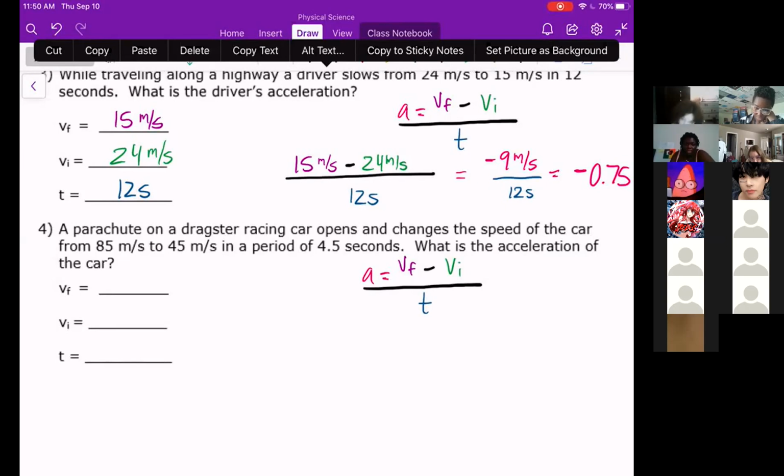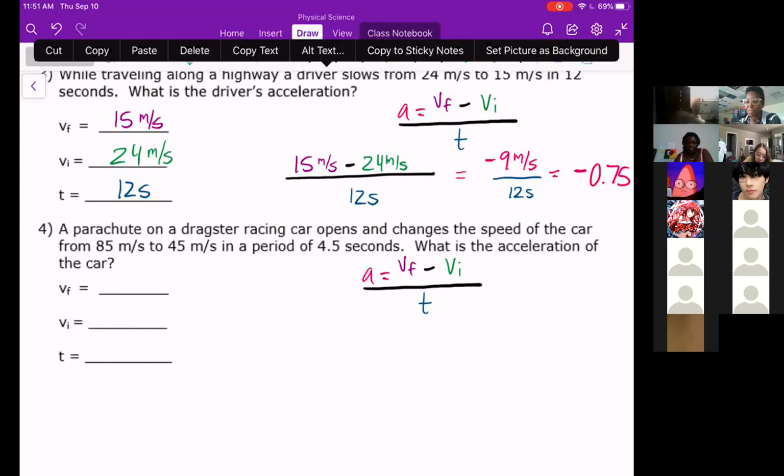Would VF be 85? Okay. So really, it's going to be VF. Let's see. A parachute on a dragster racing car opens and changes the speed of the car from 85 meters per second to 45 meters per second in a period of 4.5 seconds. So would you give me VI or VF? It went from 85 meters per second to 45 meters per second in a period of 4.5 seconds. So what number do you want to give me?